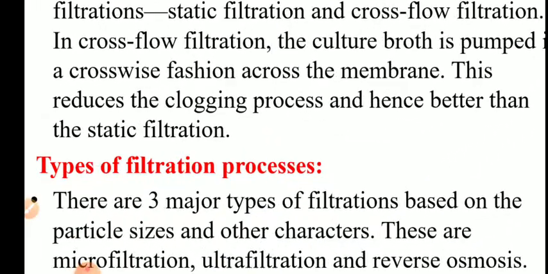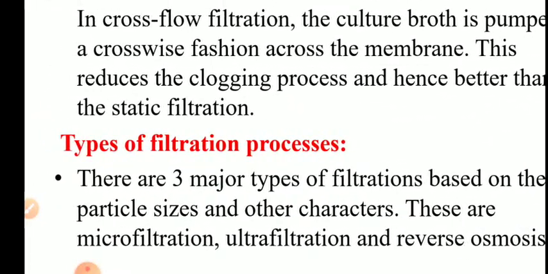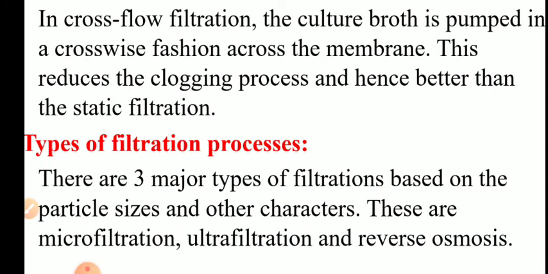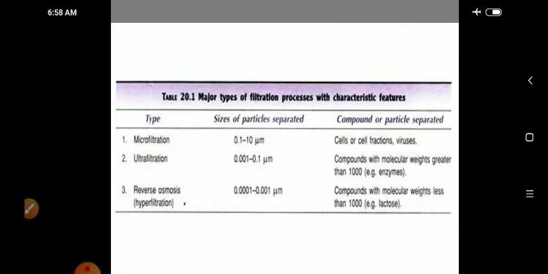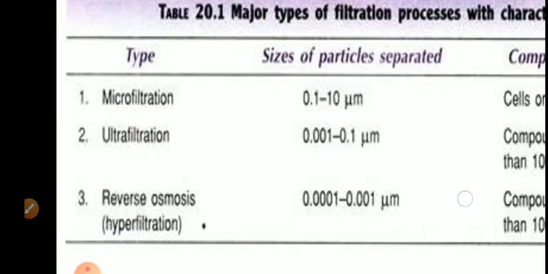Now, what are the different types of filtration processes that are used? Again, let me tell you, filtration is the most commonly used method for cell harvesting or solid liquid separation. The three major types of filtration, based on particle size and other characters, are microfiltration, ultrafiltration and reverse osmosis. These are the three types of filtration process depending upon particle size.